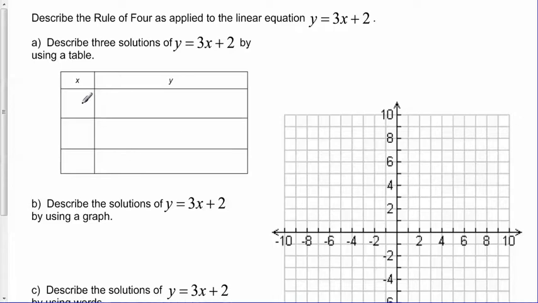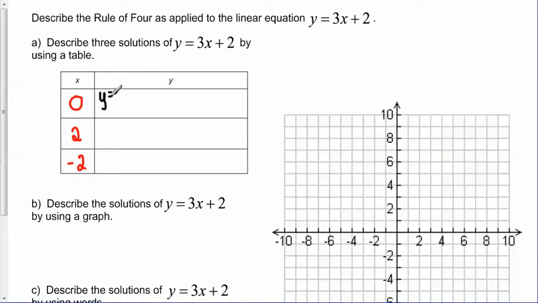And remember, we can choose any values for x that we want. It's just that once we've chosen an x value, there's going to be a unique y value that's going to be associated with that x. And so for our x values, again, we can choose anything we want. I'm going to just choose 0, and I'm going to choose 2, and I'm going to choose -2. And now I'm going to take each of those and substitute them into the equation.